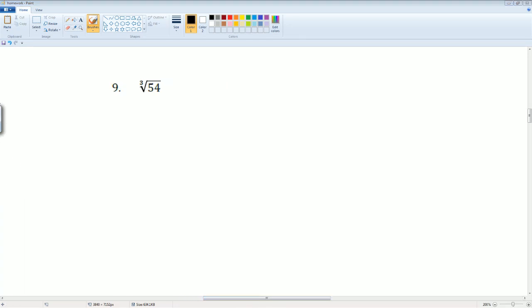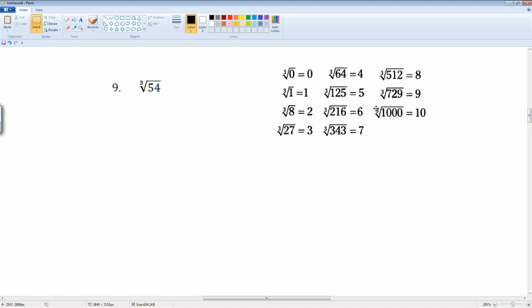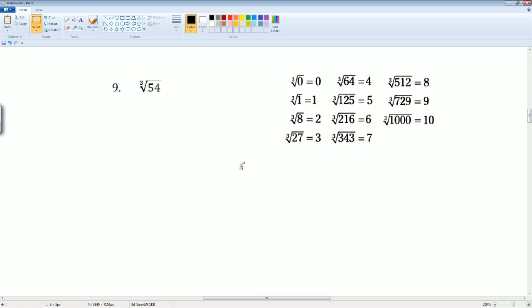the cube root of 54. All right, let me just give you the cube root list. Boom. Here you go. That's your cube root list. All right. Let me just give you the list of factors. You're gonna try this yourself. Let me help you along.